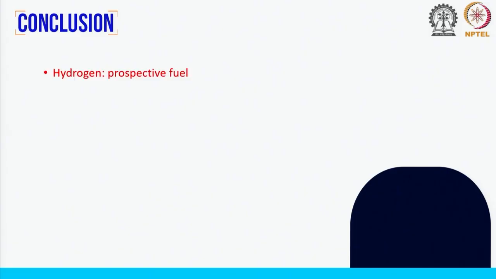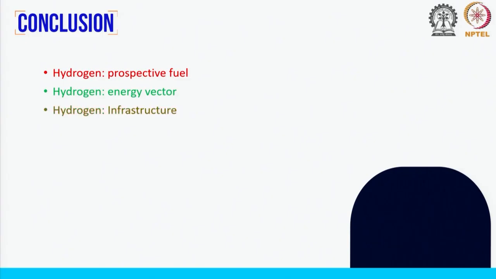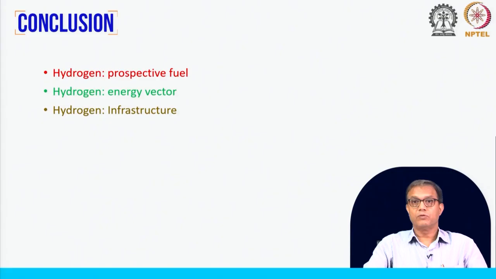So, let us try to conclude. In conclusion we can say that we have learned that hydrogen is a prospective fuel, and hydrogen is an energy vector, and hydrogen infrastructure is necessary to create it as a future fuel, and cryogenics has an important role in this hydrogen technology.